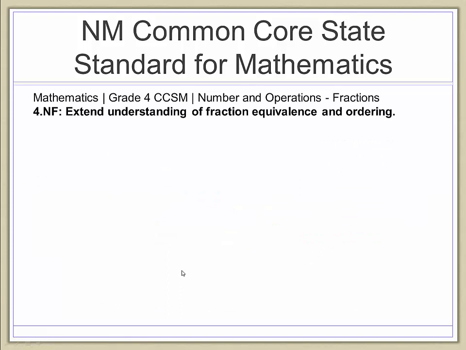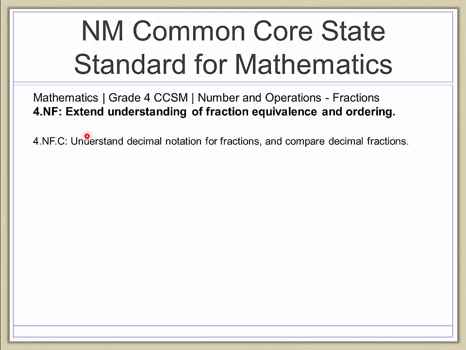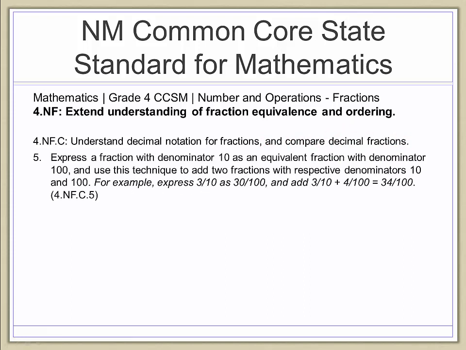Let's take a look at this standard in a little more detail. It's part of 4.NF, which is about extending students' understanding of fraction equivalence and ordering. The C section of this is about decimal notation for fractions and comparing decimal fractions. So we'll introduce this term. And dot 5 is about expressing fractions with denominators 10 as an equivalent fraction with denominator 100. And then we'll use this technique to do some simple combinations.